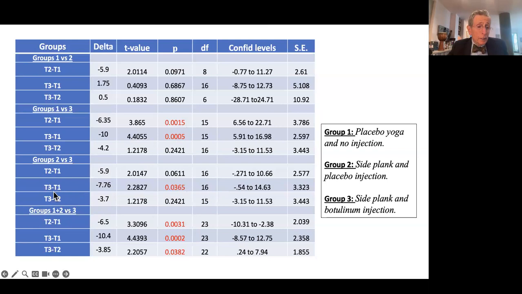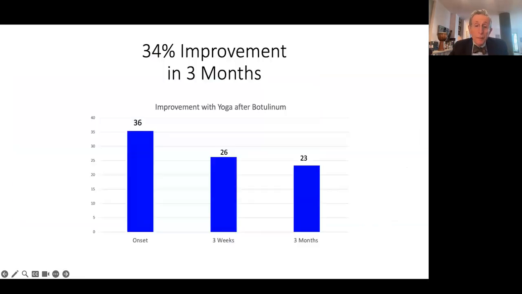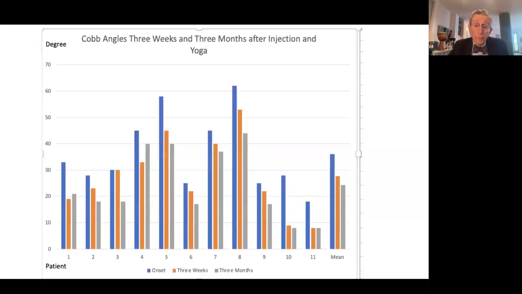And when we compared the combination of groups 1 and 2, just to get more people, versus group 3, where we had the people getting the botulinum toxin, they were all three quite spectacularly significant. So what happened with botulinum and yoga is that they got about 1/3 better in 3 months. That's the average, some a little less, some significantly more.